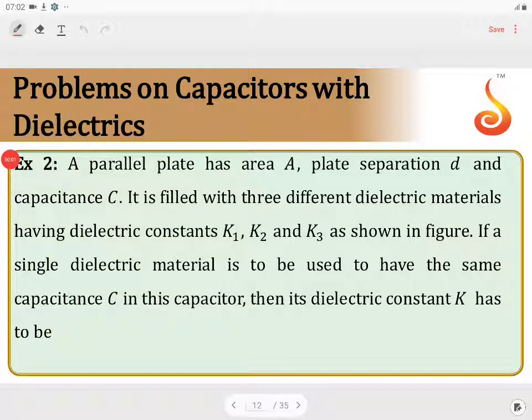A parallel plate capacitor has area A, plate separation D, and capacitance C. It is filled with three different dielectric materials having dielectric constants K1, K2, K3 as shown in the figure. If a single dielectric material is to be used to have the same capacity C in this capacitor, then its dielectric constant K has to be.